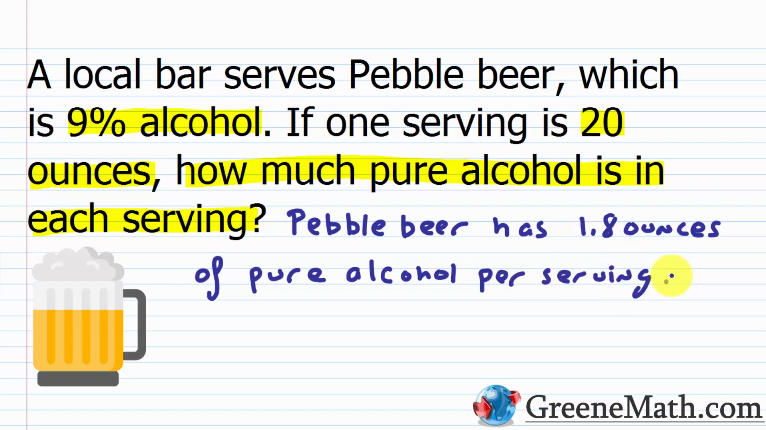Okay, so a very simple example, just something we need to understand: how to find the pure amount of something in a mixture or substance. In this case, we have a beer. It's 9% alcohol. We want to know the pure amount of alcohol in the full serving, which is 20 ounces. Again, we take the rate of concentration, which is 0.09 as a decimal. We multiply it by that serving, which is 20 ounces. And that tells us we have 1.8 ounces of pure alcohol in each serving.